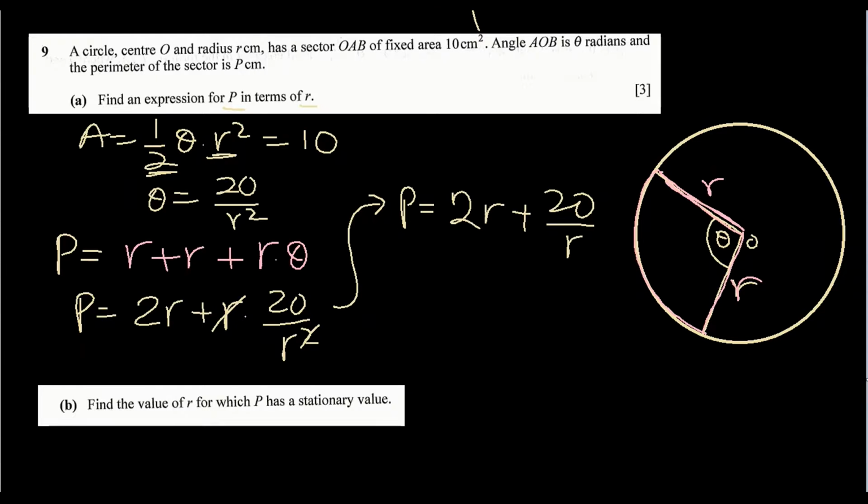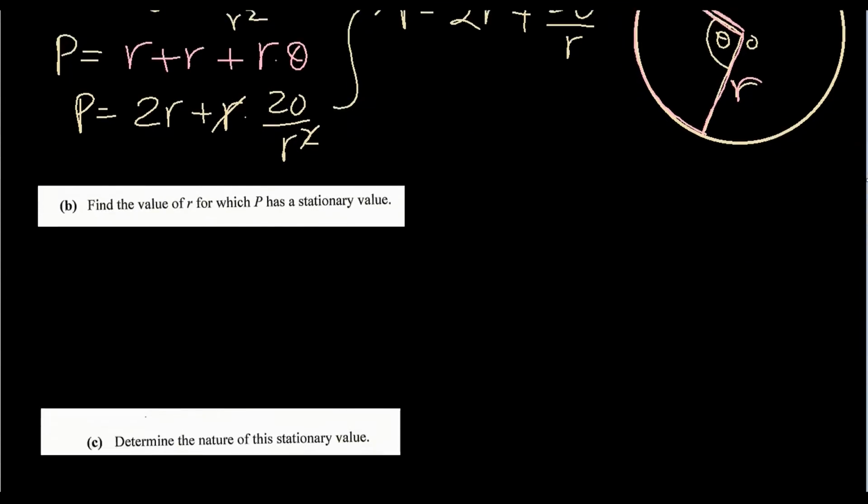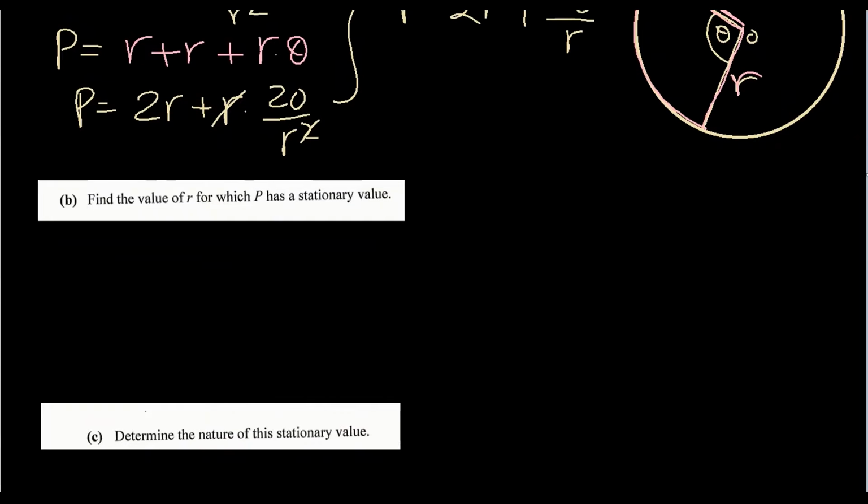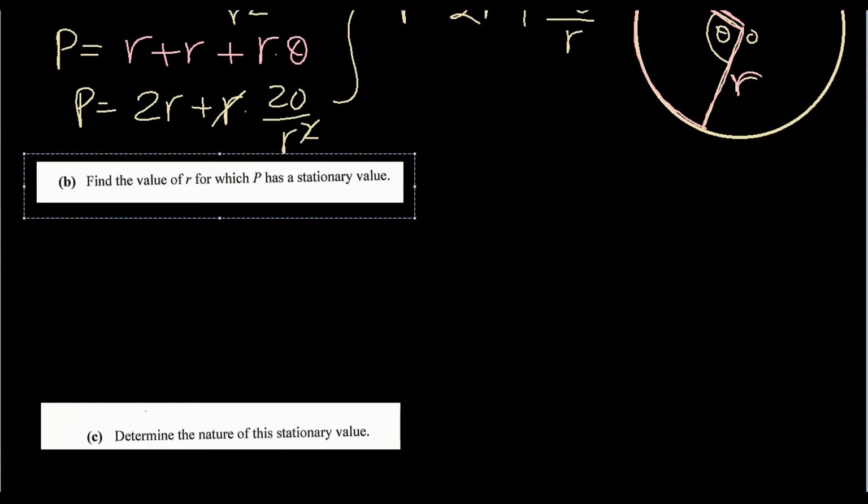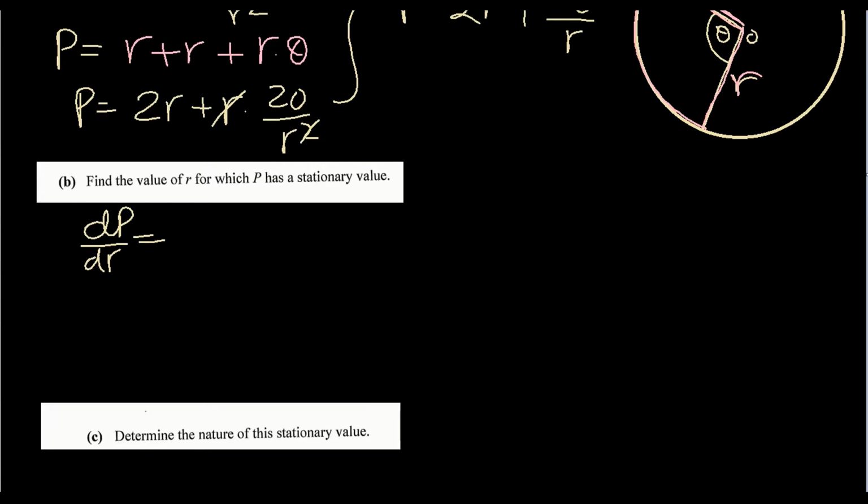That's it. What is B part? Find the value of R for which P has stationary value. Okay, stationary value means the first derivative will be equal to 0. And that's what we're going to do. We will find the differentiation of P with respect to R, dP over dR. So 2R, what is the differentiation of 2R? Just 2, plus 20 over R. So let's do it here. 20 over R.